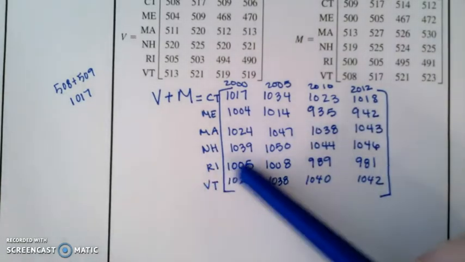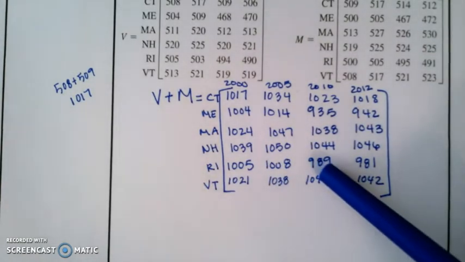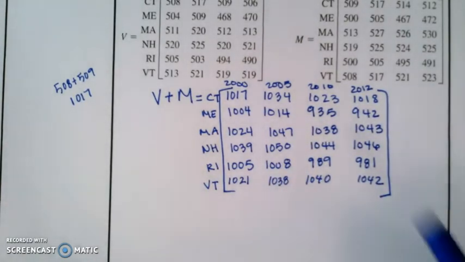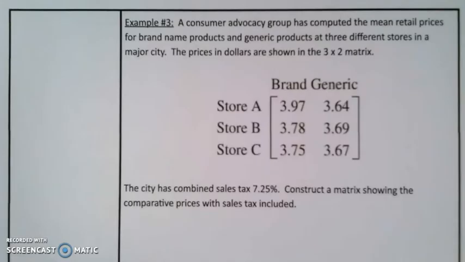So Rhode Island in 2010 was 989. Okay, so we have a lot of data here displayed very succinctly, and that's one of the main uses for matrices. All right, on the next page, looking at example 3, we're looking at some retail prices.